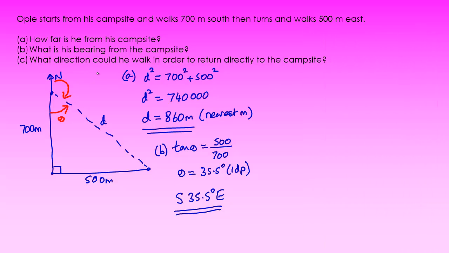We now want to know the direction he could walk in order to return directly to the campsite. So OP is now here. If we put north here, this angle here will be 35.5 degrees, and we know that because we have parallel lines. And we can see that the theta that we found here to be 35.5 is alternate, it's on a Z shape with this angle here.